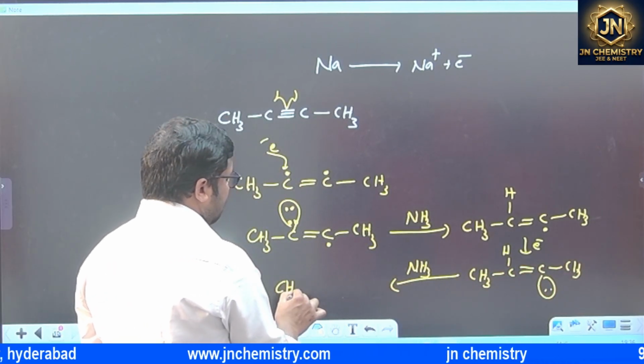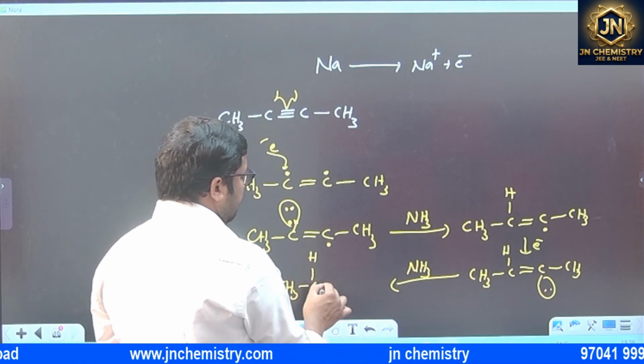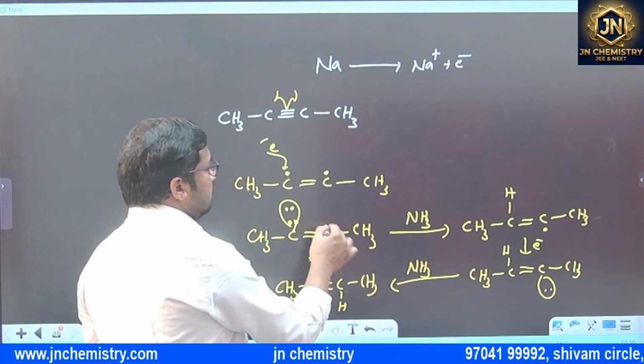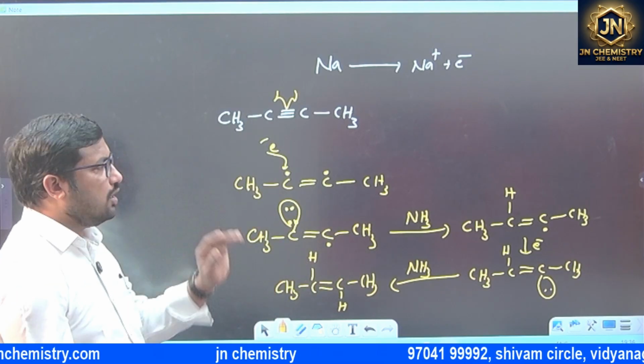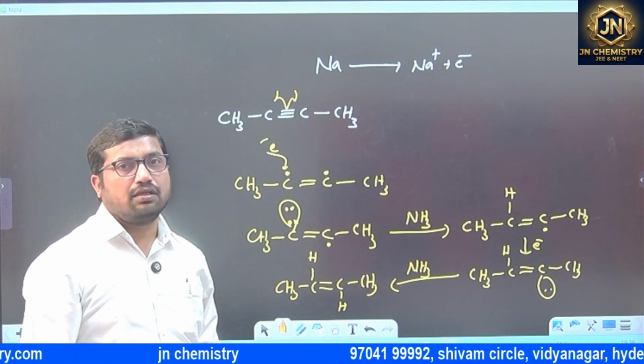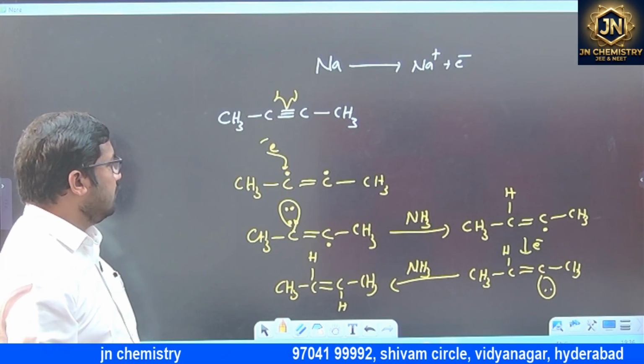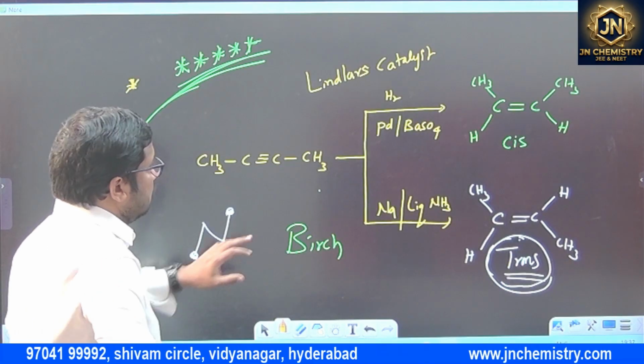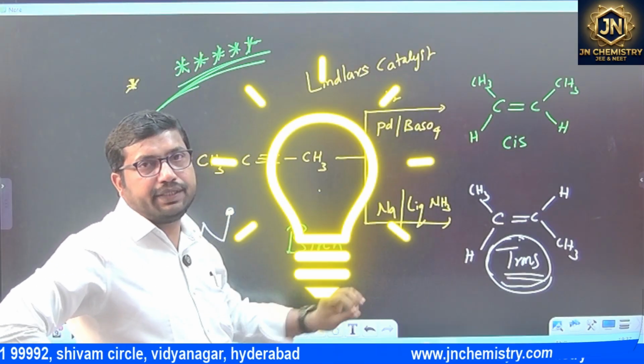Actually mechanism is not needed, we need to know just simply whether the product is cis or trans, okay? Because of lone pair repulsions, both are in the opposite direction. That's the reason we'll get the trans product. Okay, just write it down. So mainly focus on this reaction. This and trans, very important.